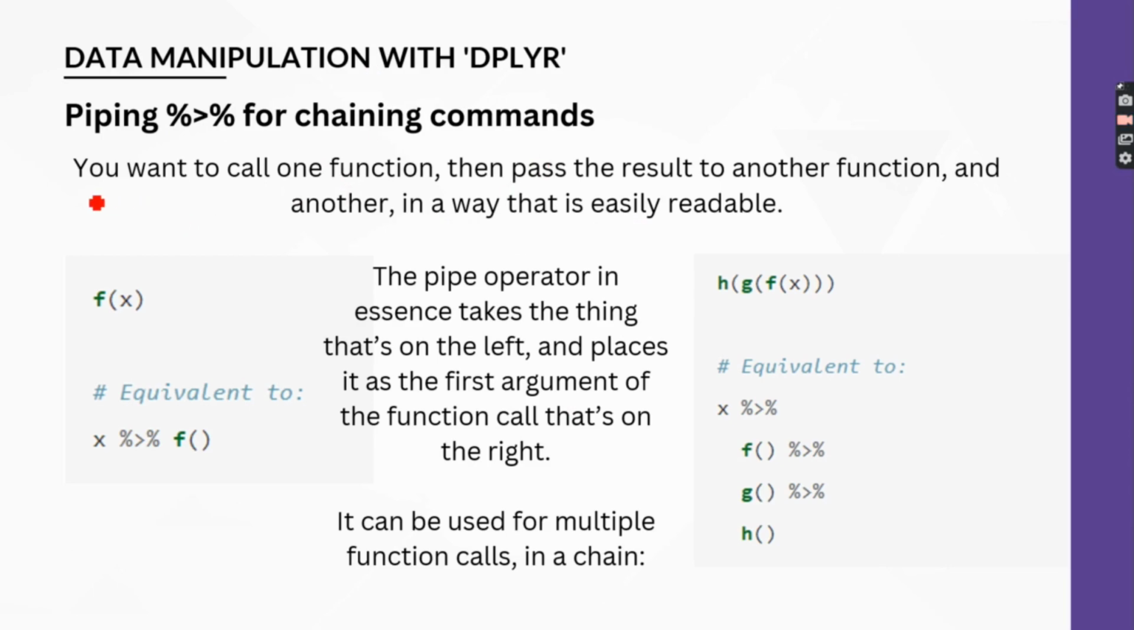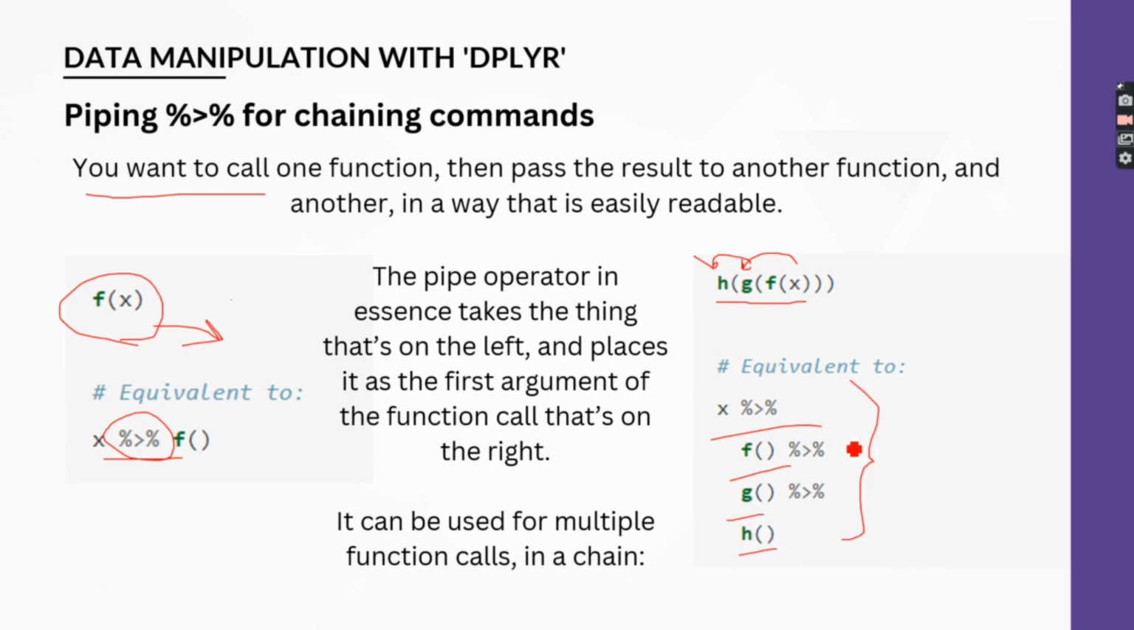So here we want to call one function and then pass its result, like I just said, function of x, to another function. And that is very easy. Like we have function of x, we can write it as x, the pipe operator, and function. We can write it as function of x is function of g, that is function of h. We can define it like x, that is function of f, that is function of g, that is function of h.